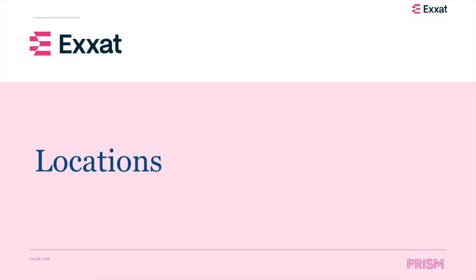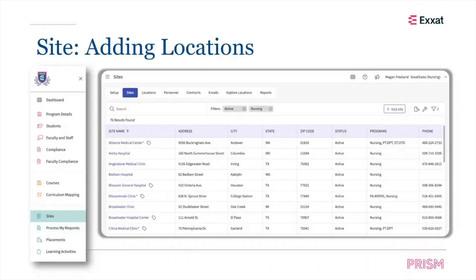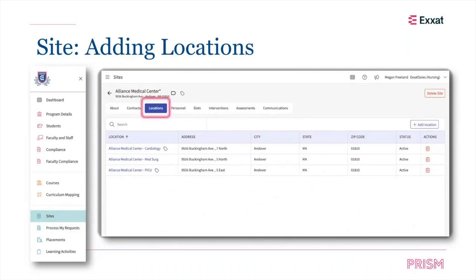Next is locations. Within a site, when we go under a site and click on that site name, you will see the third tab as locations. And in order to add a new location, if it's an overarching site which has multiple locations, that's where you will add an additional location if you have a contract in place.